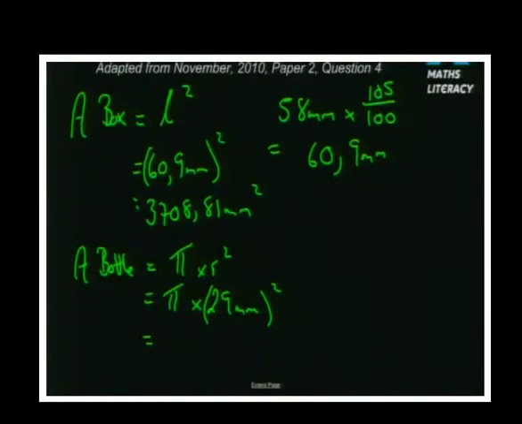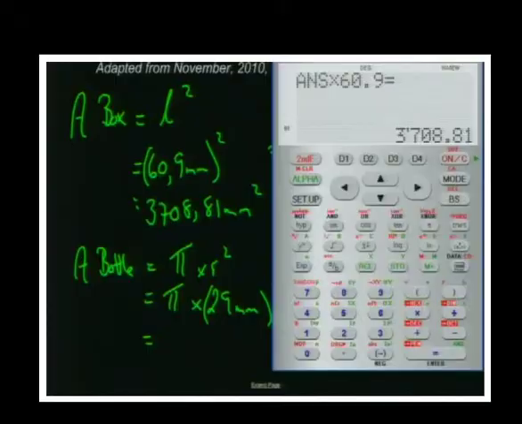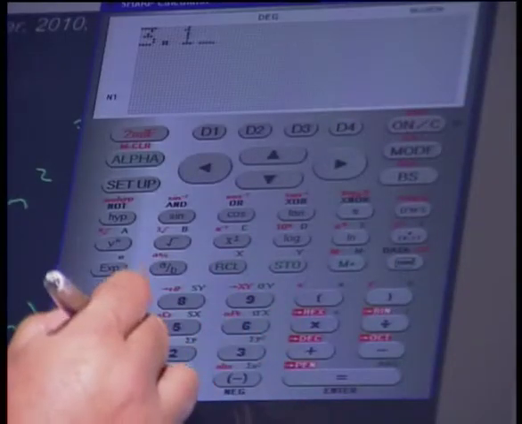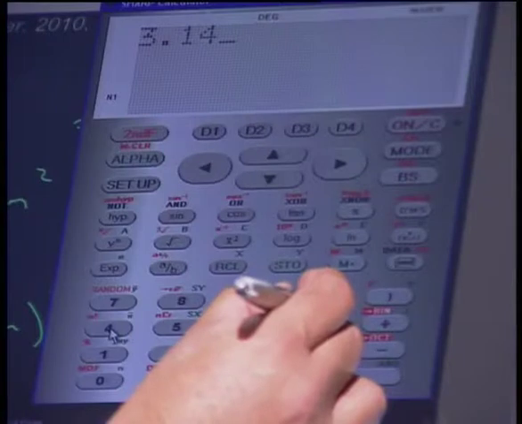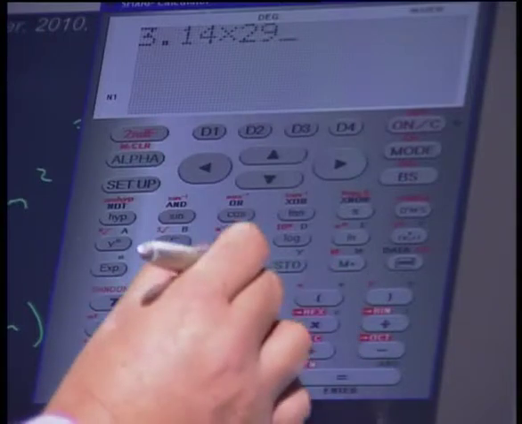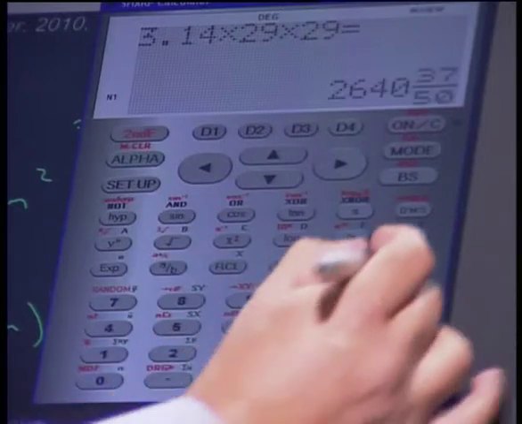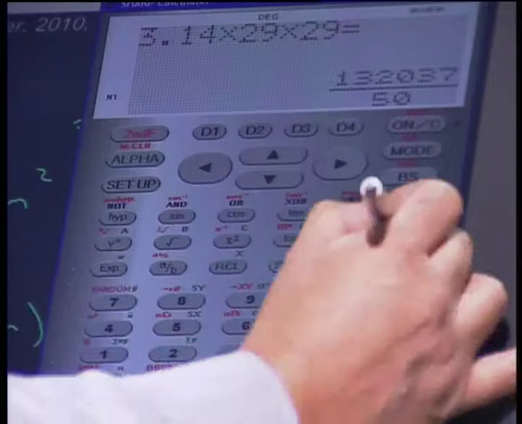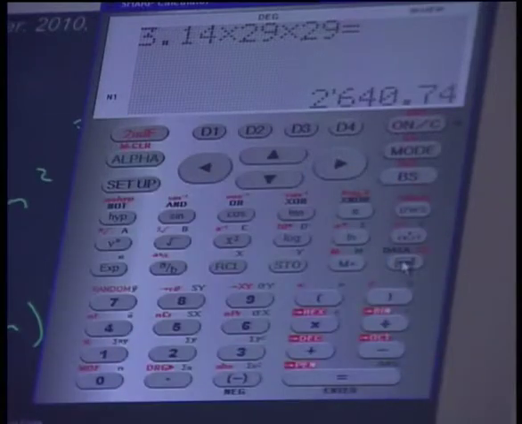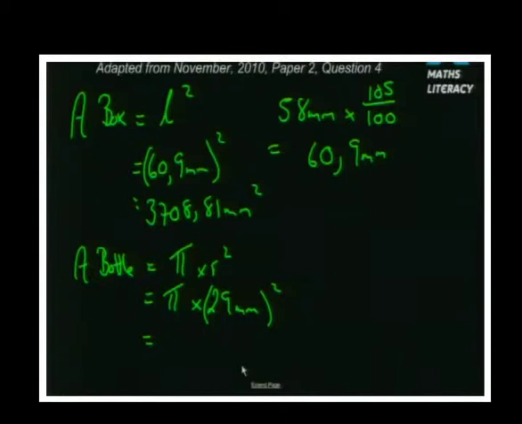So calculator comes up, and instead of pi, we're going to say 3.14, because that's what the examiner wants, times 29, and times 29 again, because it's r squared, equals, and there's my answer over there. It's going to be 2,640.74 millimeters squared, because it's area.